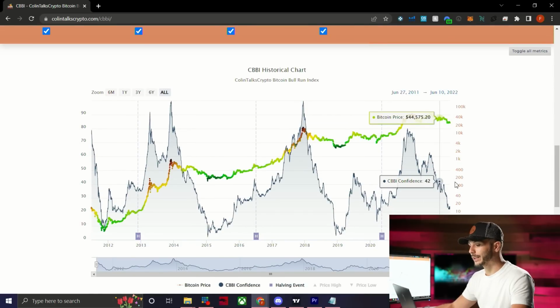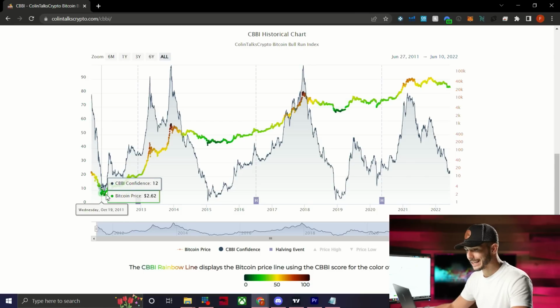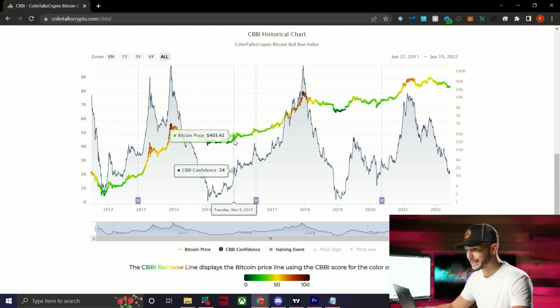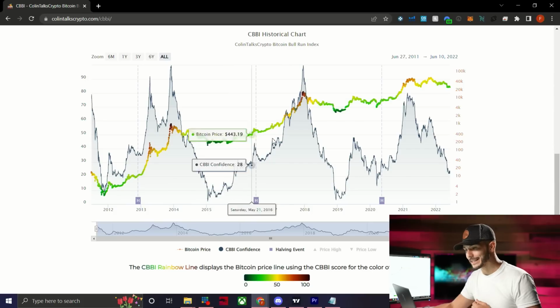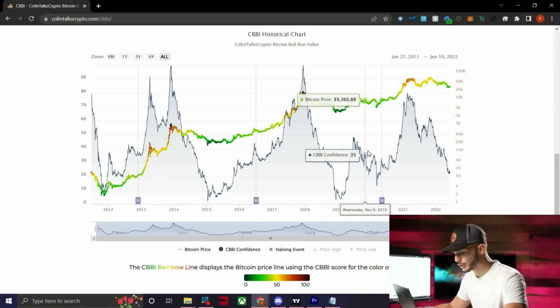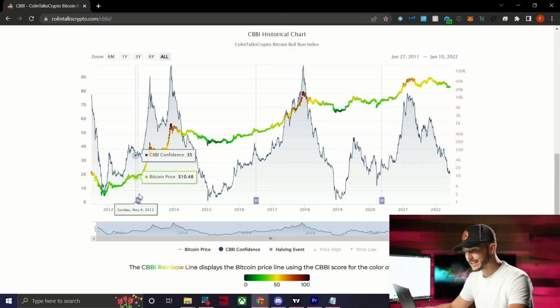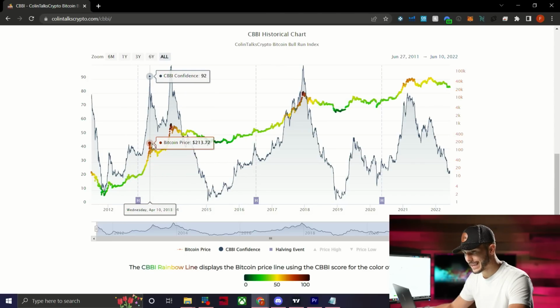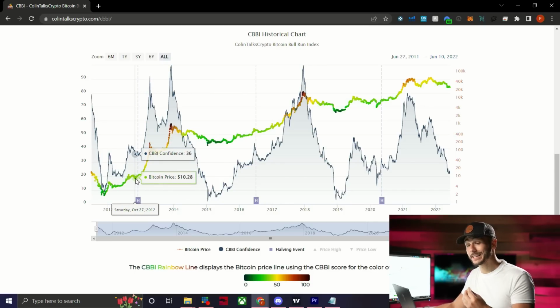So if you keep scrolling down here, this is the actual CBBI chart. As you can see, the red, green, and yellow line here is the Bitcoin price. And then you have your other metrics behind the price line, right? So you can see right here in 2013, 2014, you can see we came all the way up, right? And then we came into the red right here, indicating that the market was getting overheated. The CBBI confidence score was a 92, so getting really close to that 100 mark, which would indicate a top.